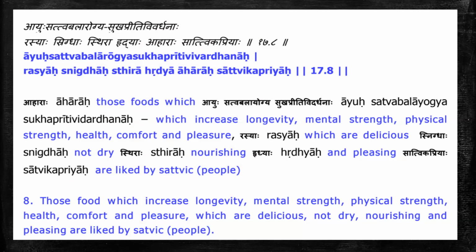So in this verse, those foods which increase longevity, mental strength, physical strength, health, comfort and pleasure, which are delicious, not dry, nourishing, and pleasing, are liked by Sattvik people. So in verses 8, 9, 10, Lord Krishna deals with Sattvik, Rajasic and Tamasic food. We already know what is Sattvik, Rajasic and Tamasic.